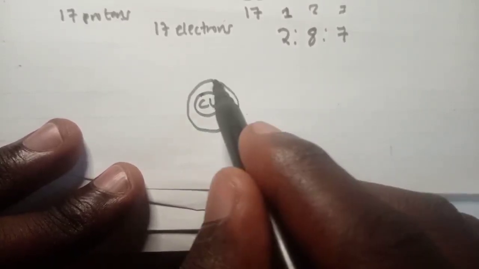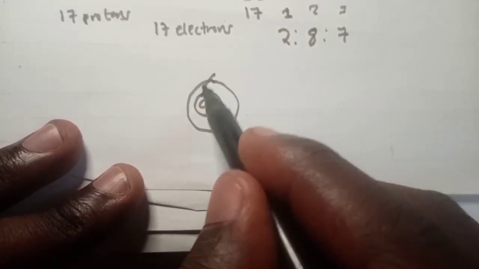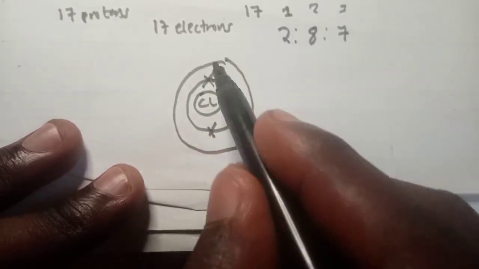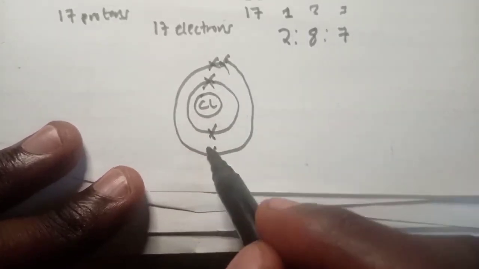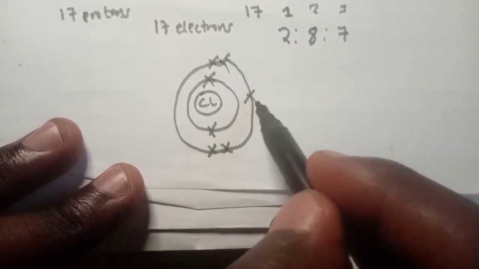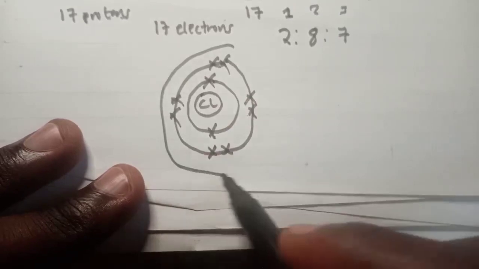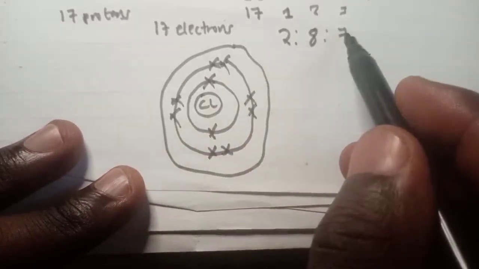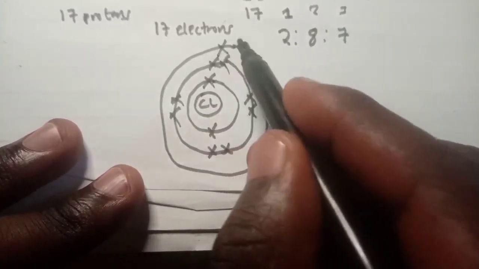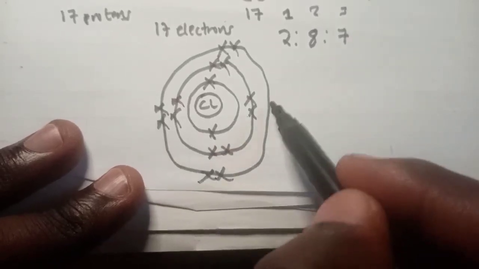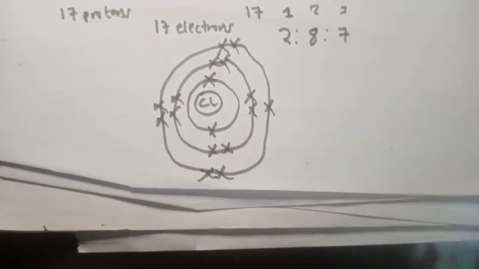So we write the nucleus with the symbol for chlorine. First shell, 2 electrons. Second shell, 8 electrons. Always pair them. Shell number 3, 7 electrons. We pair these 2, 4, 6, and 1 remaining here. And this is the electronic configuration diagram of chlorine.